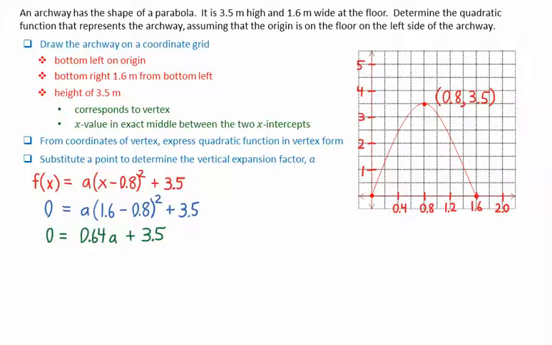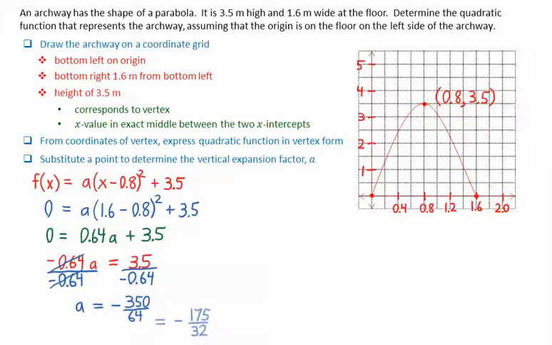This gives 0 equals 0.64a plus 3.5. We can then solve for a by moving the 0.64a to the left side and then dividing both sides by negative 0.64. This gives an a value of negative 350 over 64, which simplifies to negative 175 over 32.